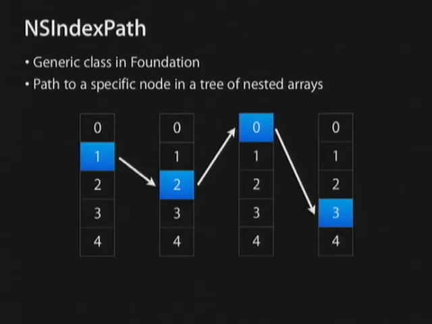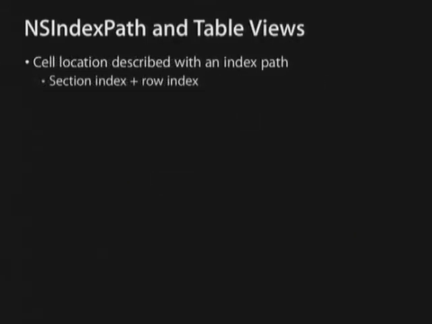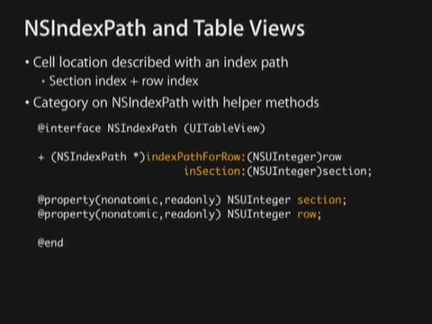The way we specify cells is using a class called NSIndexPath. It's a generic class in Foundation that specifies a series of indexes that define a path in a tree. TableView uses it in a very specific way to specify the section and row. So index paths used by the TableView have just 2 entries in them. And there's a category on NSIndexPath that makes this a little more convenient. That lets you create an index path for a given row and section, and then obviously get the section and row back out of those.